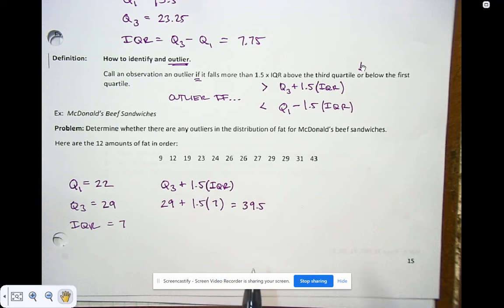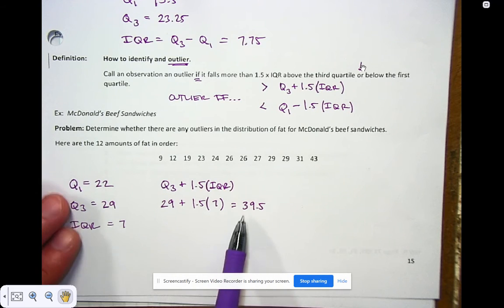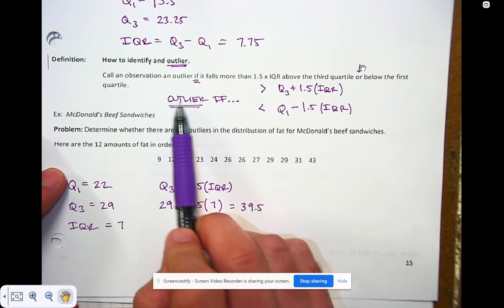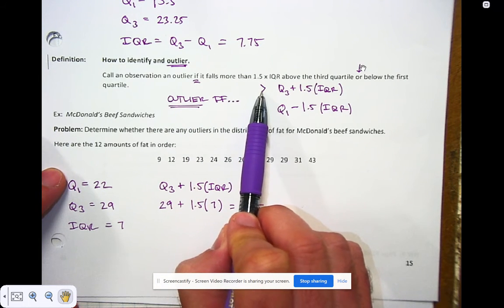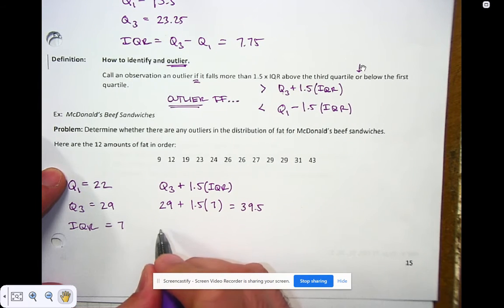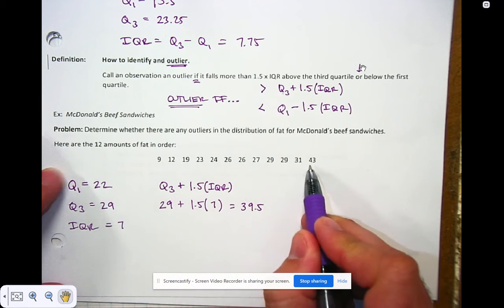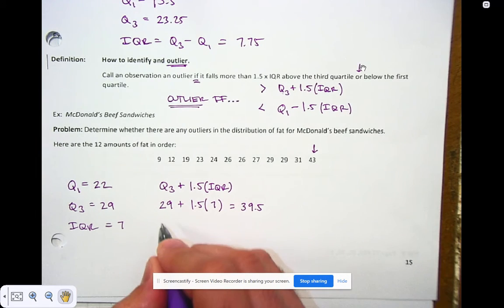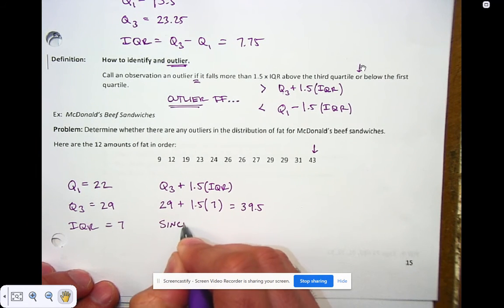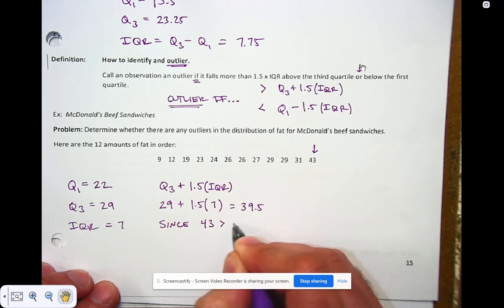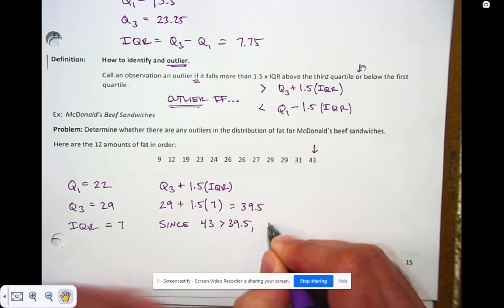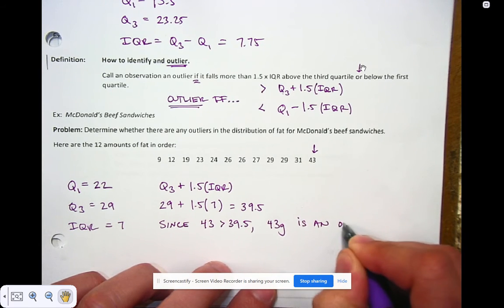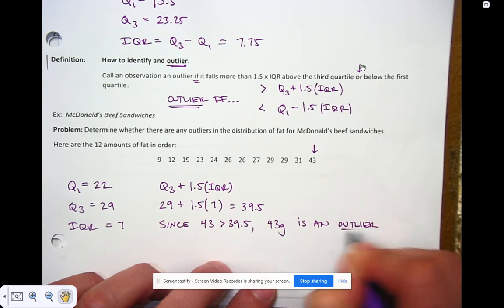If you type that in, 29 plus 1.5 times 7, you get 39.5. It is an outlier officially if there are any data points that are bigger than that. So when I look at the data, are there any numbers bigger than 39.5? Yes. So then you would say, since 43 is greater than 39.5, 43 grams is an outlier with certainty.